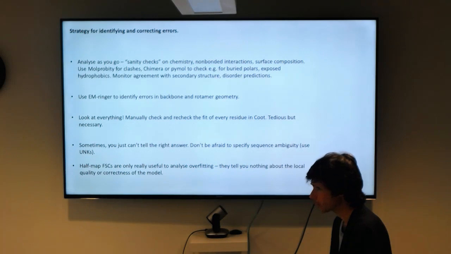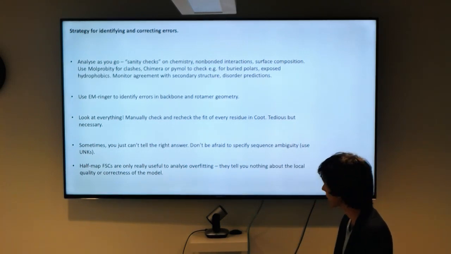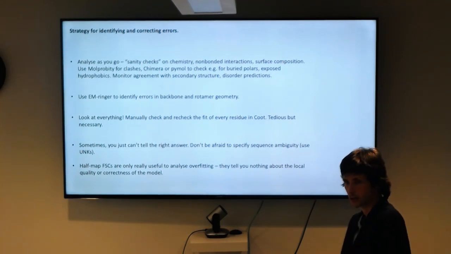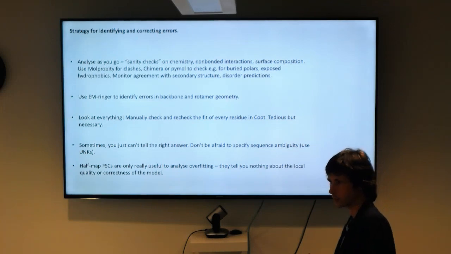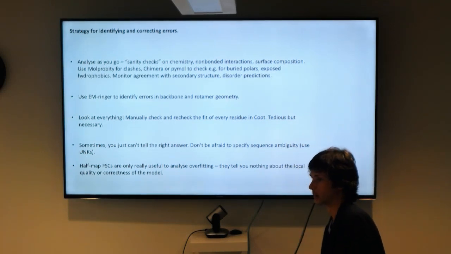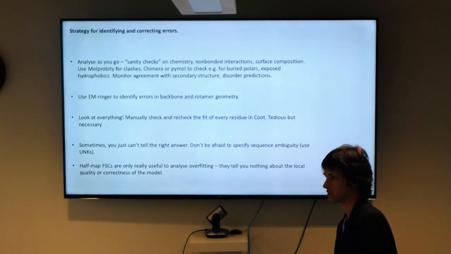EM Ringer is really helpful at slightly higher resolution to identify errors in backbone and rotamer geometry. And just in general, look at everything. If you're building a structure, you should be looking at every residue. Even if you've placed a pre-built crystal structure, you want to be going through residue by residue, making sure that everything you have manually inspected, because that is by far the best way to identify errors in your model.